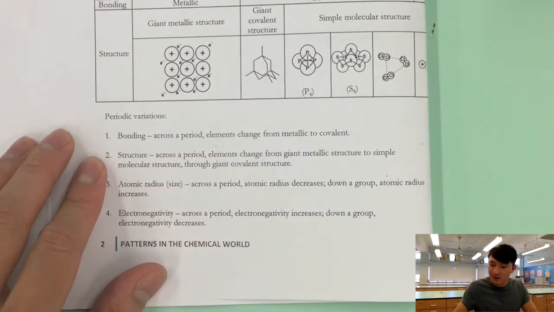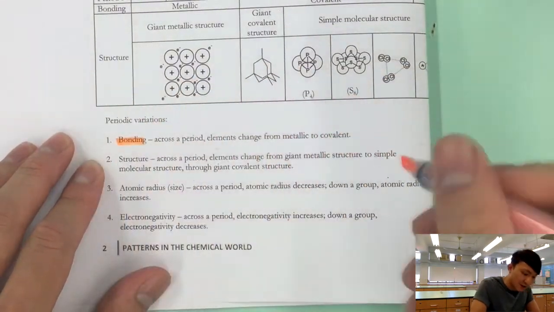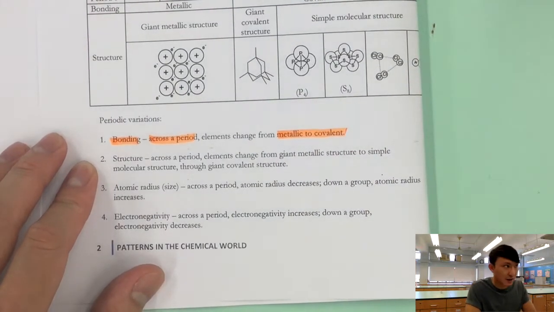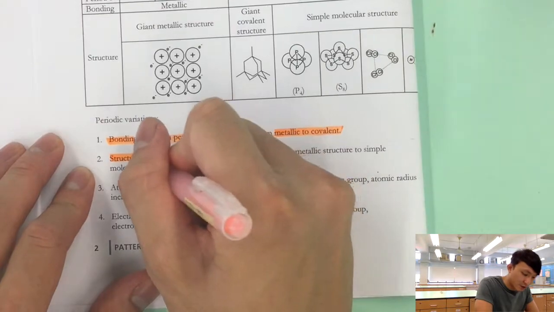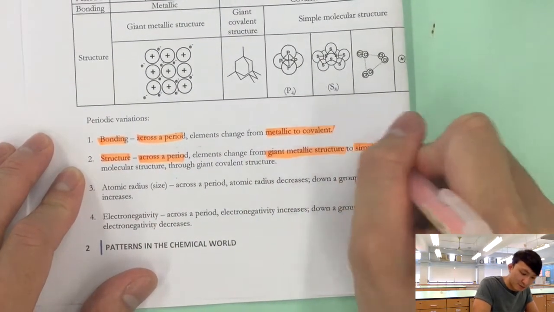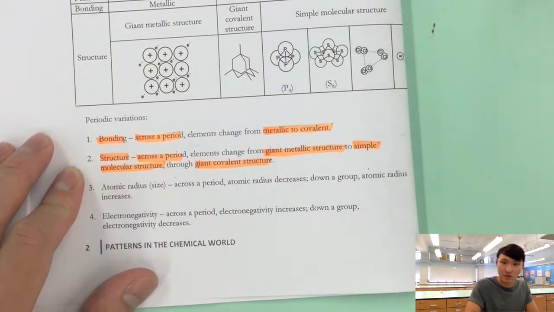So down here, let's underline it. First of all, regarding the bonding across the period, the element changes from metallic to covalent. Second one is about the structure. Again, across the period, the element changes from giant metallic structure to simple molecular structure. And in between, we have giant covalent structure.